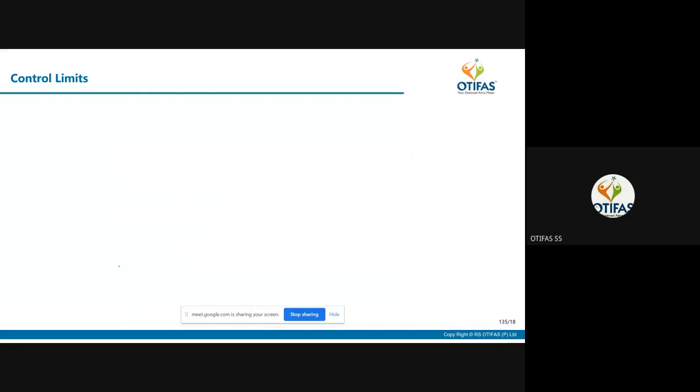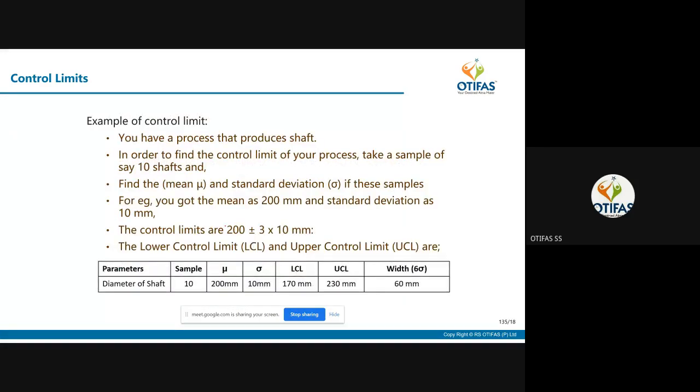Okay. Now, let's have an example. I have discussed all these things already. If you have a process with a mean of 200 and a standard deviation of 10, then your control limits are as follows. Your UCL is 200 plus 3 into 10, that is mean plus 3 standard deviations. LCL is mean minus 3 standard deviations. Control width is 230 minus 170. In other words, it is the same as 6 times the standard deviation. The standard deviation is 10, so your control width is 6 into 10.